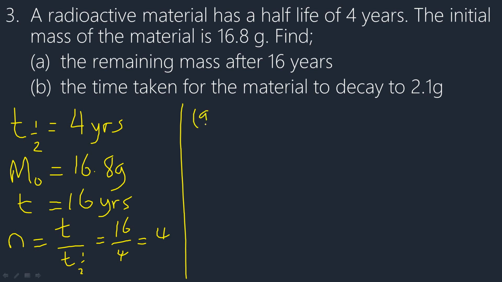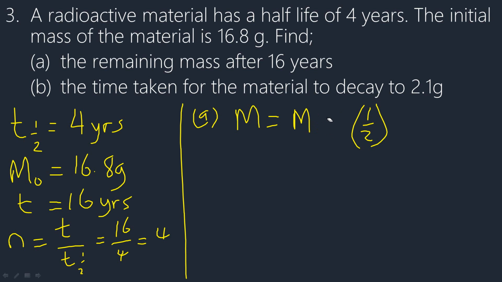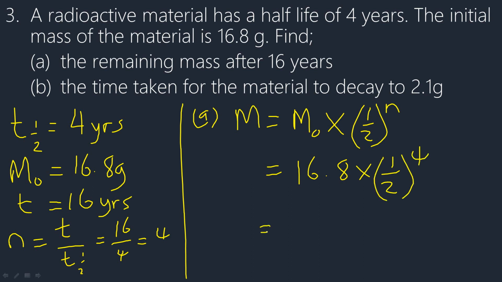Good. Now, part A asked us to get the remaining mass after 16 years. So for part A, we are going to use the formula: the mass remaining is equal to the original mass times a half power N. So M is equal to M naught times a half power N. What was M naught? We are having 16.8 times a half power 4. 1 power 4 is 1, 2 power 4 is 16.